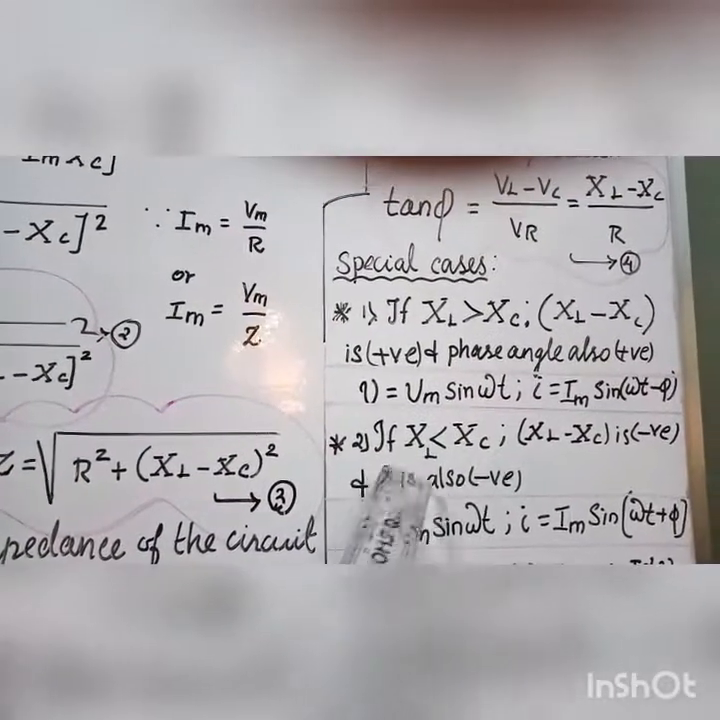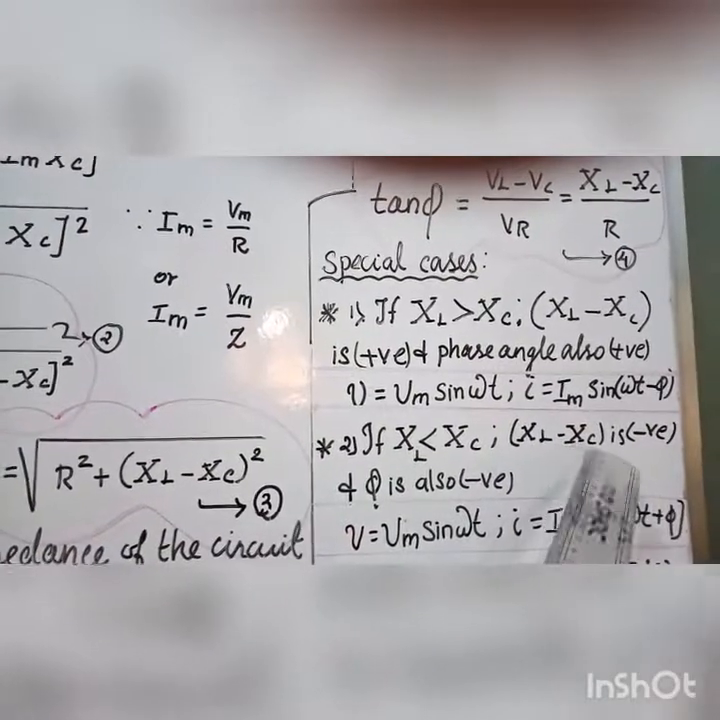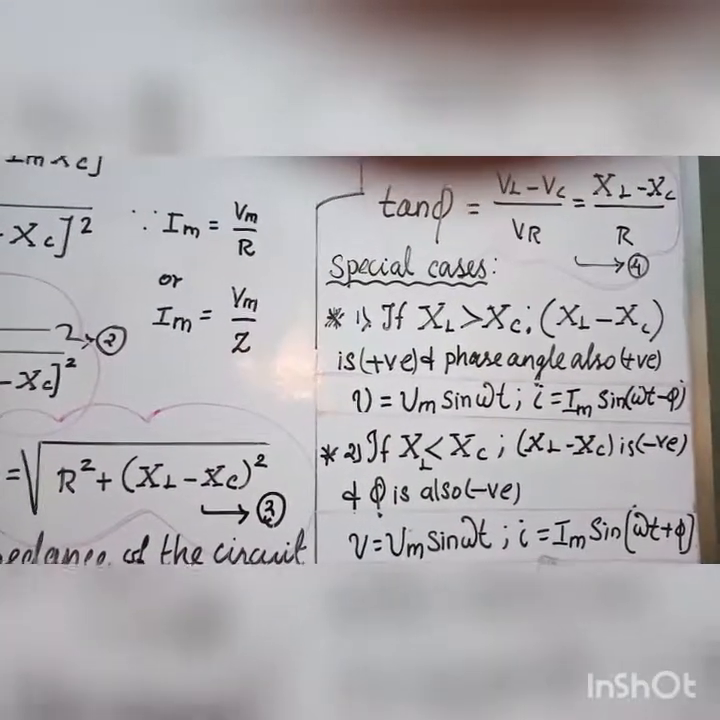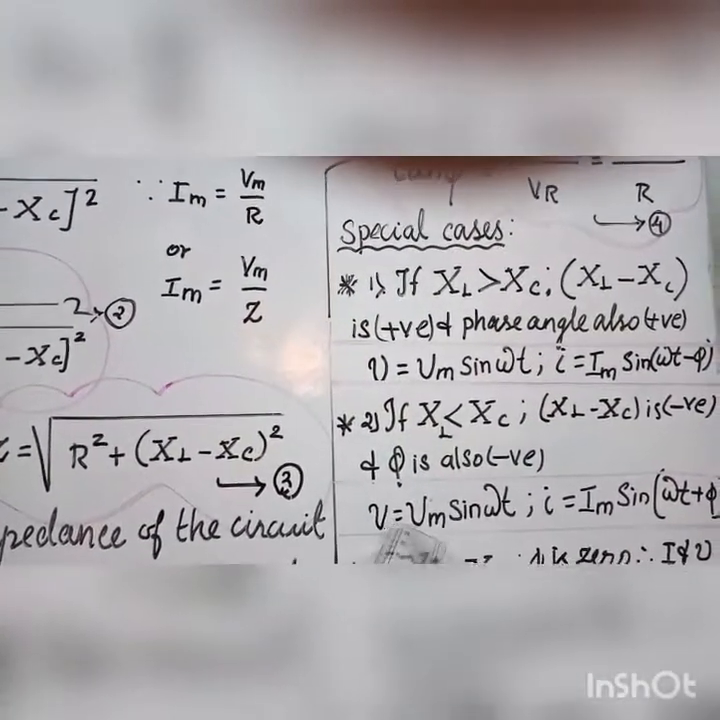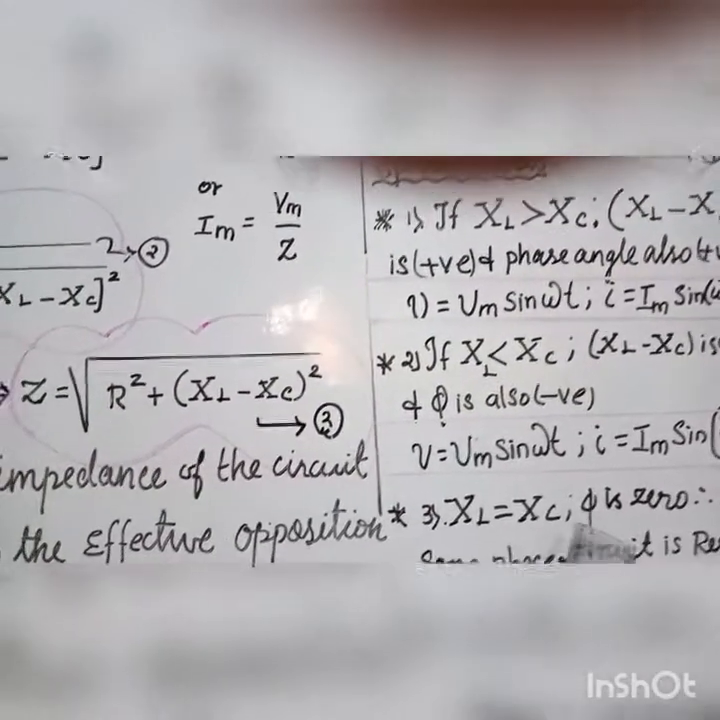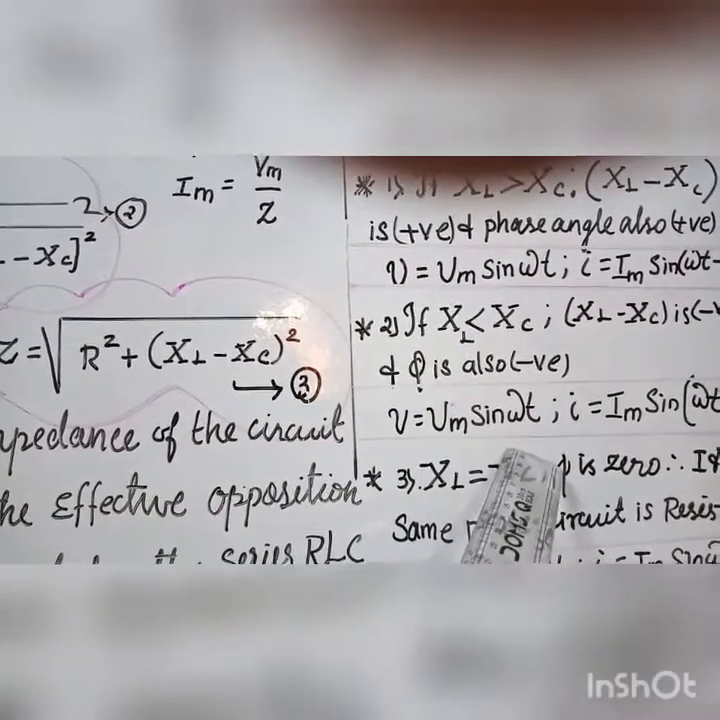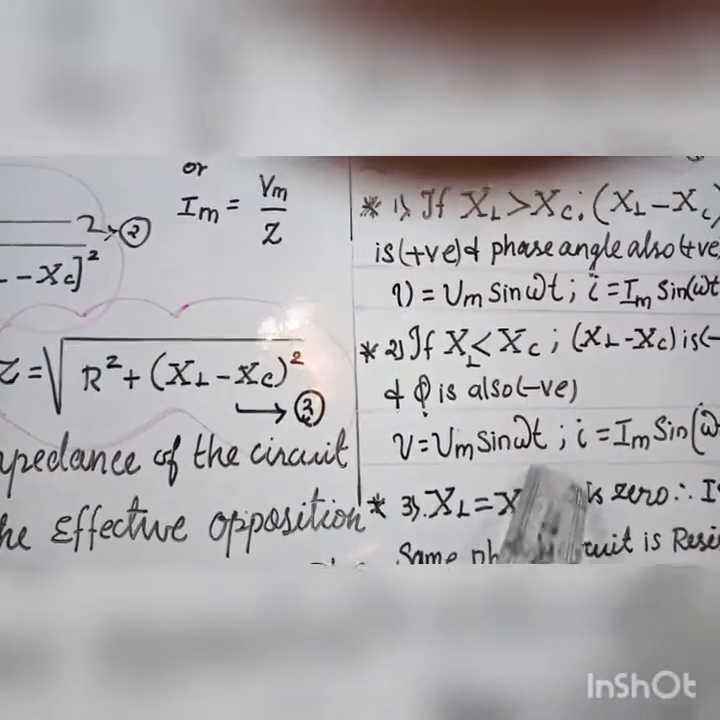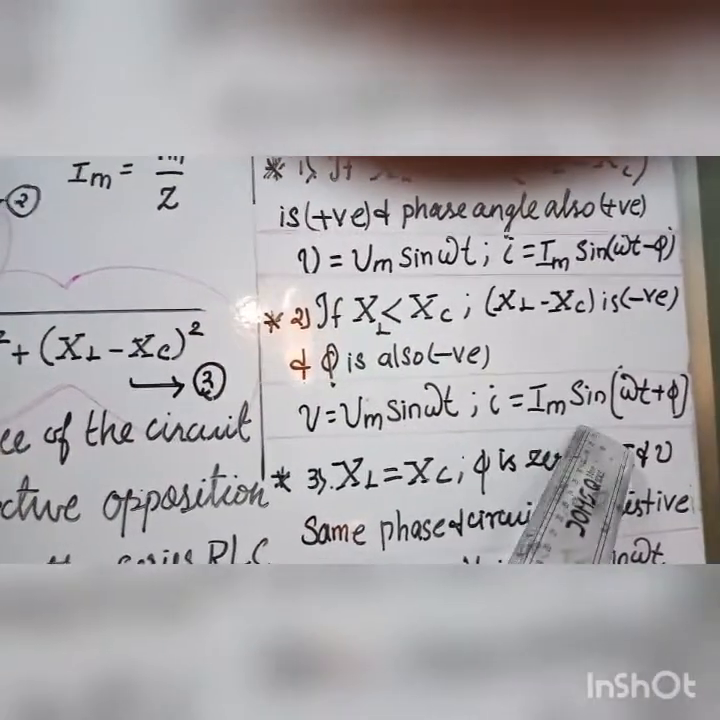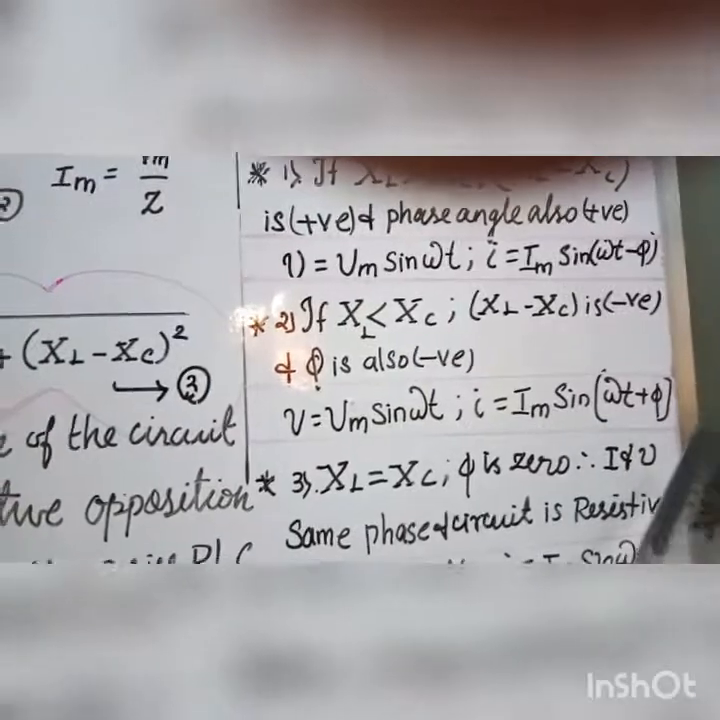The second case, if XL is less than XC, that is XL minus XC is negative and phi is also negative. Therefore, the current leads the voltage by phi and the circuit is capacitive. The same voltage V is equal to Vm sin omega t, no change in voltage, only a difference in the current. I is equal to Im sin of omega t plus phi.